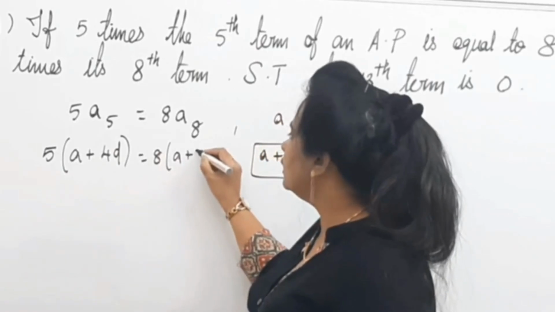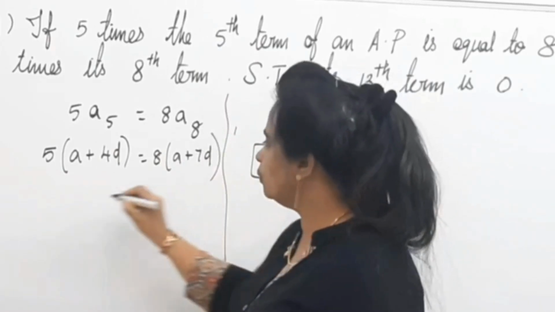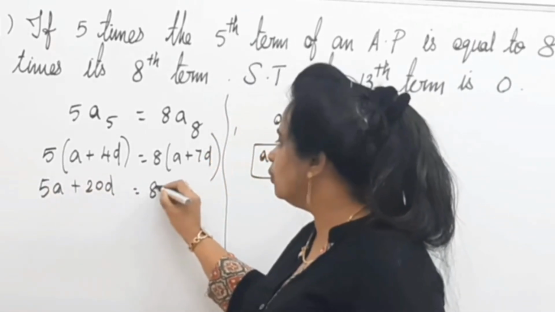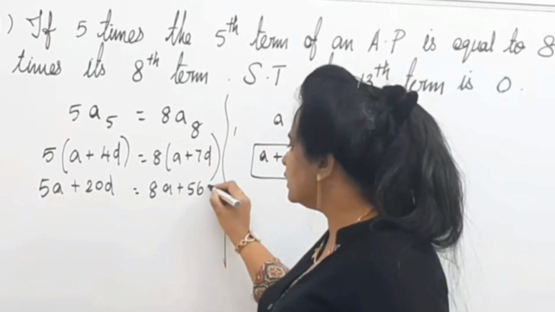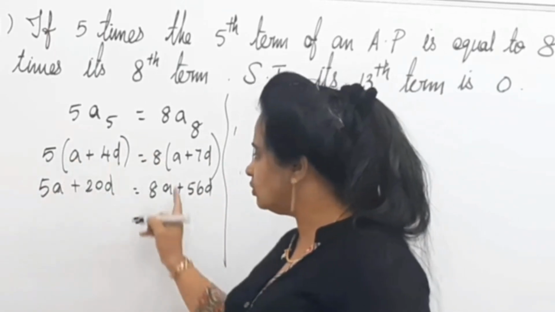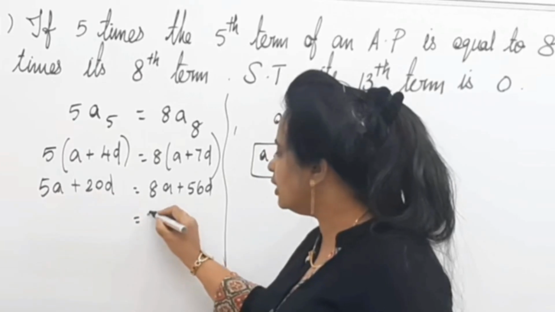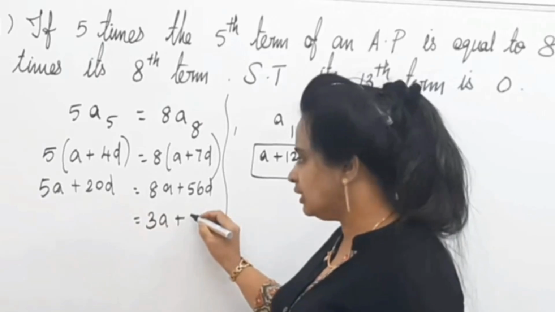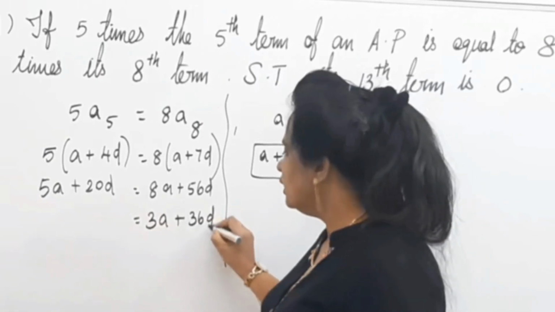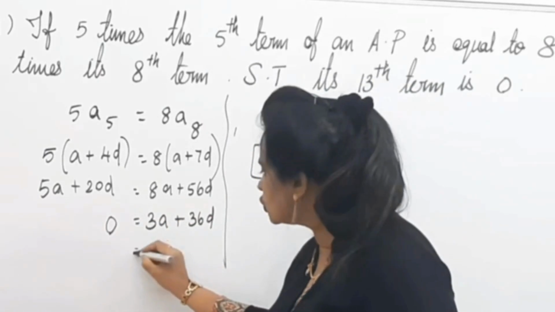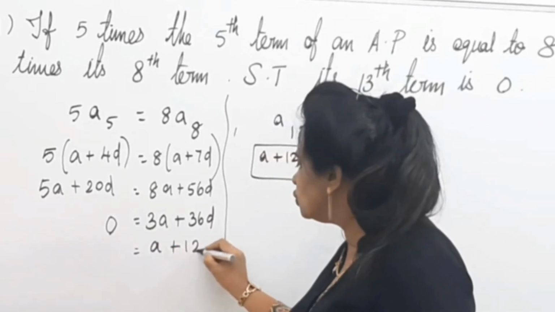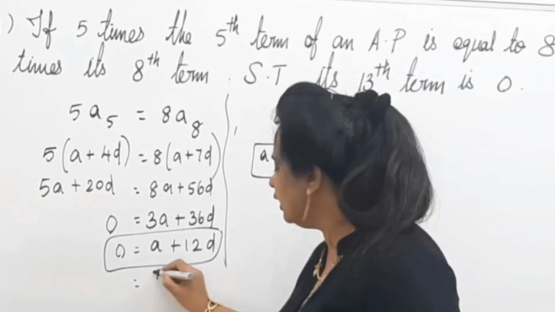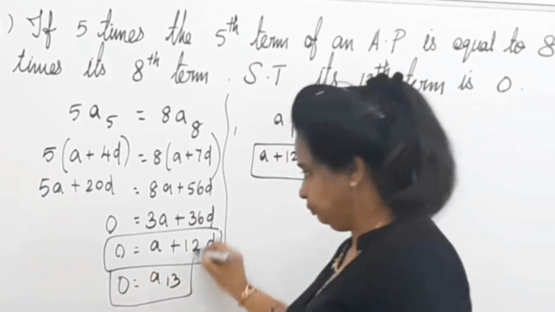a plus 7d. So that's equal to, I multiply, 5a plus 20d is equal to 8a plus 56d. Now I bring everything to this side. So 8a minus 5a is nothing but 3a, plus 56 minus 20 is nothing but 36d, is equal to 0. Now 3 is common, take it out. So a plus 12d is equal to 0. So I got a13 is equal to 0.